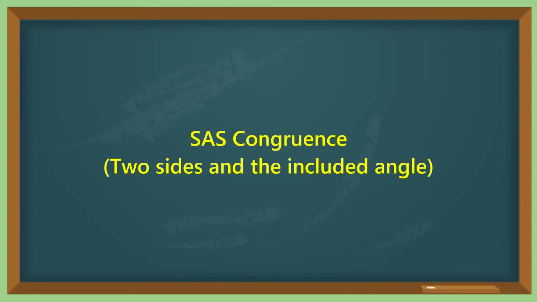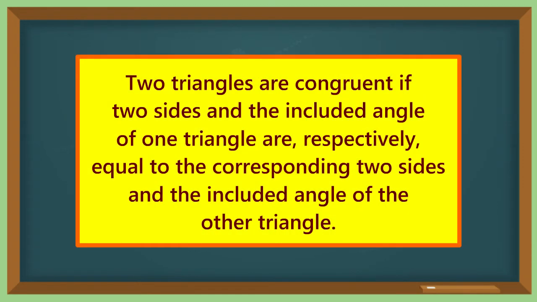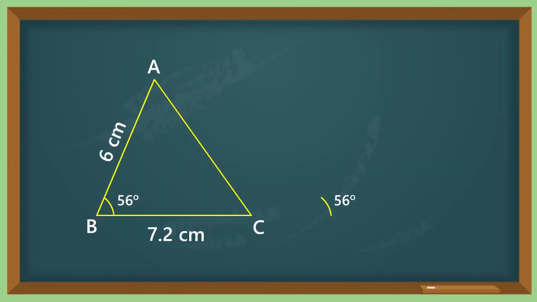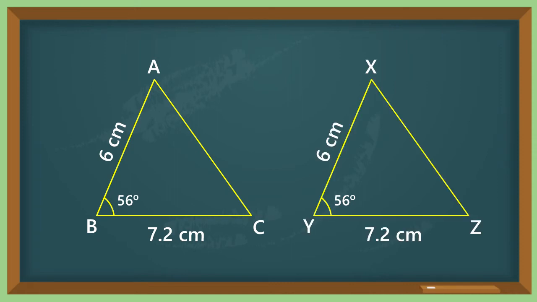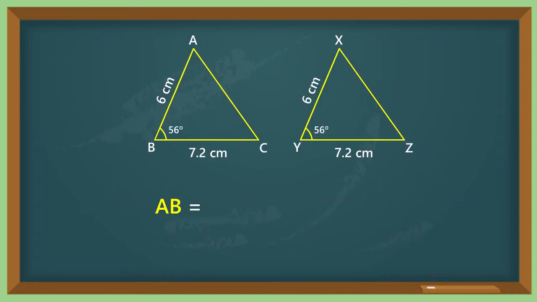SAS Congruence, two sides and the included angle. SAS Congruence condition says that two triangles are congruent if two sides and the included angle of one triangle are respectively equal to the corresponding two sides and the included angle of the other triangle. For example, in triangle ABC and triangle XYZ, we can see that AB is equal to XY and BC is equal to YZ. Also, angle B is equal to angle Y. So, triangle ABC is congruent to triangle XYZ.